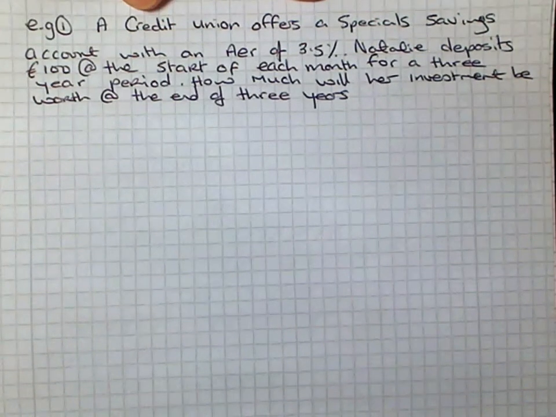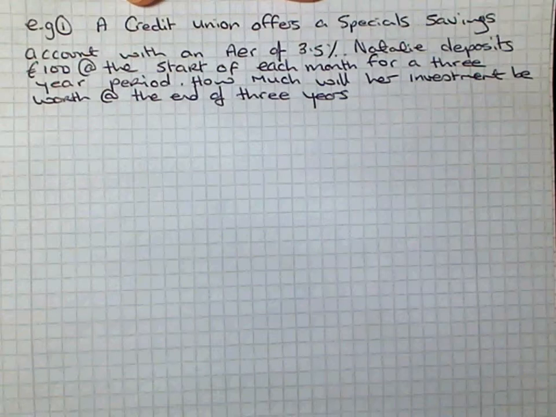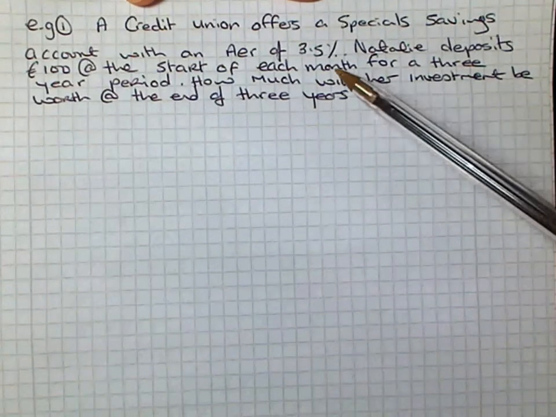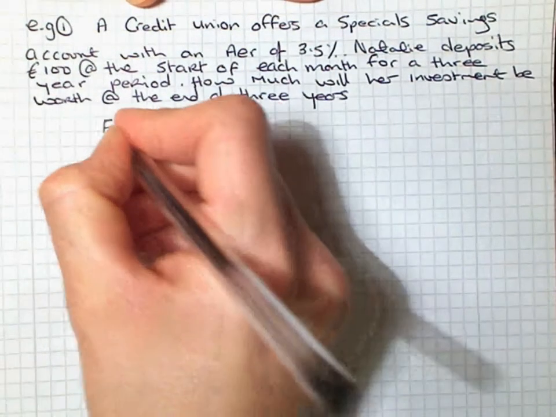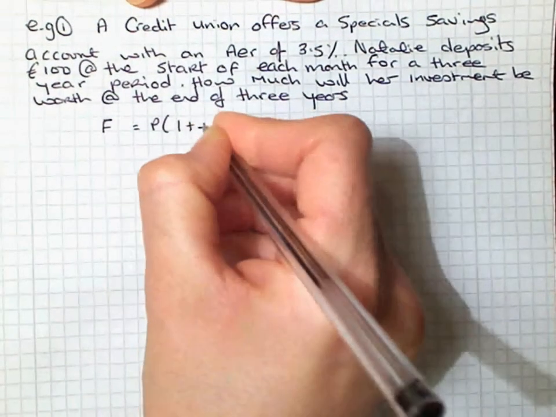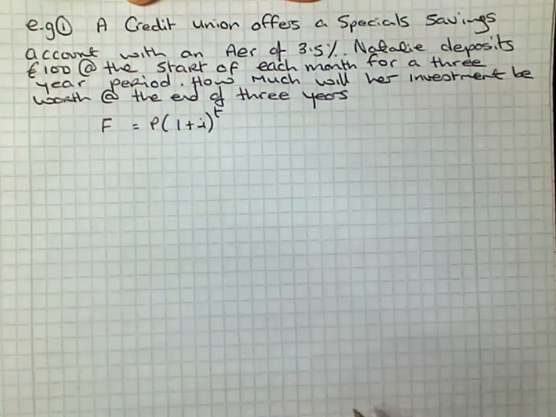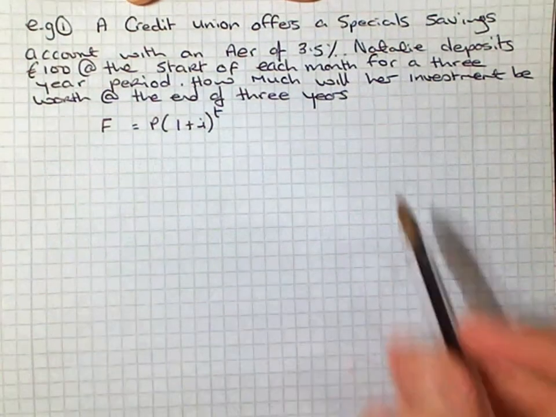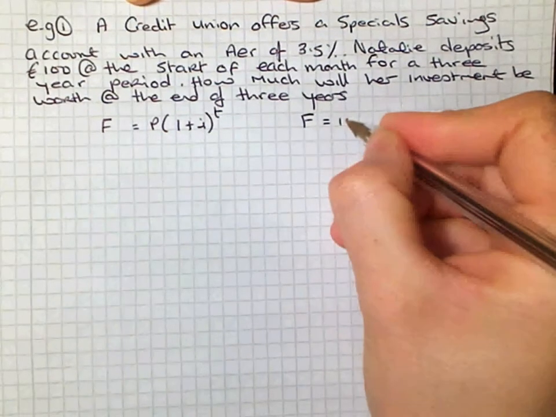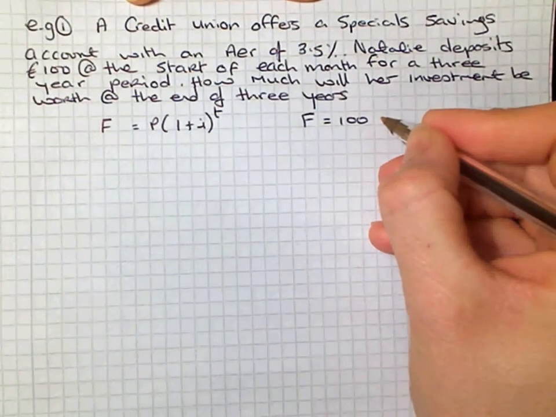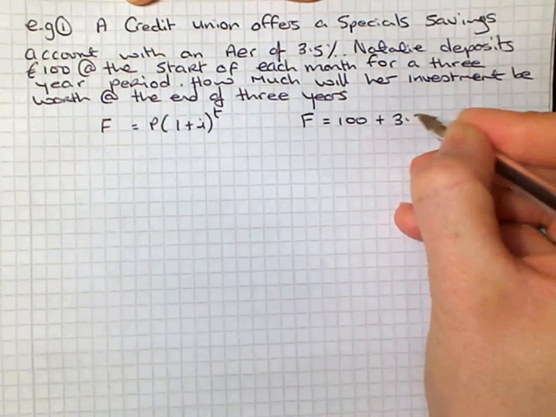Okay, so the first thing is we're given an AER, which is an annual equivalent rate. So we've got to convert that to a monthly rate because Natalie is making these deposits monthly. So we're going to use our formula F is equal to P into 1 plus I to the power of T. So we know that our F is going to be 100% our final amount, plus 3.5%.